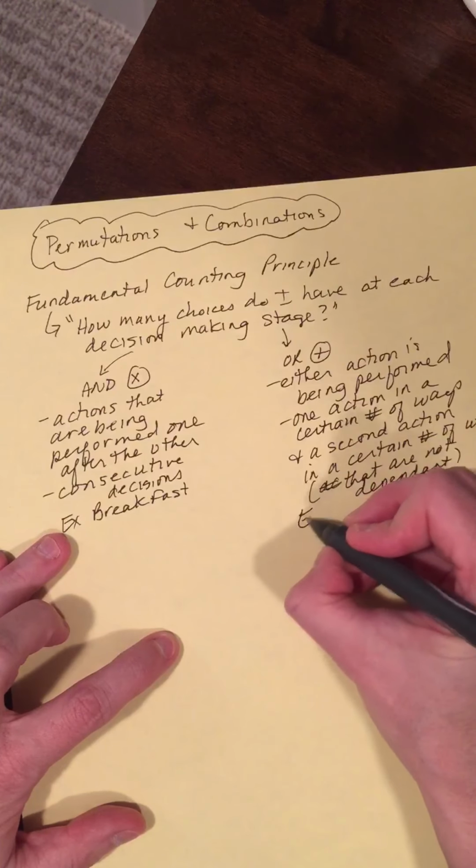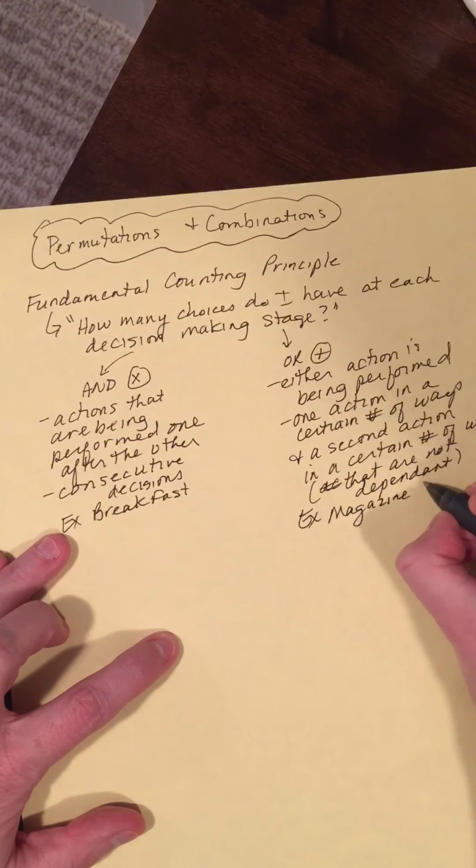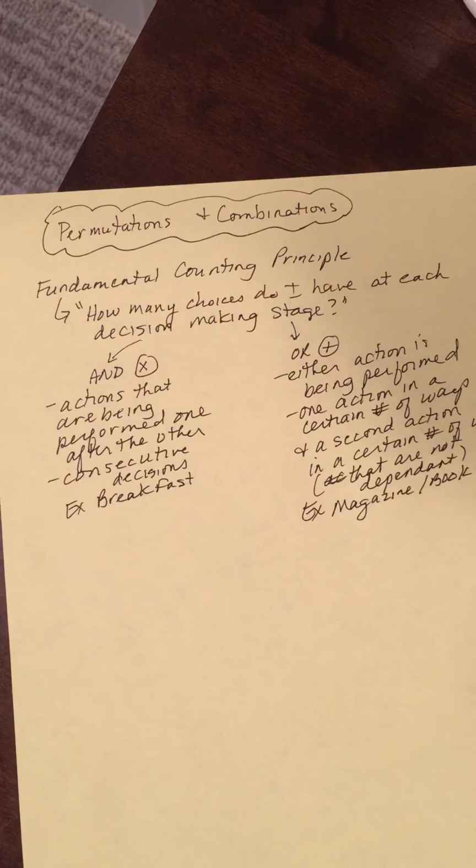So the classic example that I would use here is the magazine book example. And it's right out of our notes. I had some magazines and books up at the front of the room, and the instructions were to go up to the front and pick either a magazine or a book. So you're not multiplying the choices. You're going to go back to your seat with one of them. You're adding the choices. Okay? Major concept for the unit.